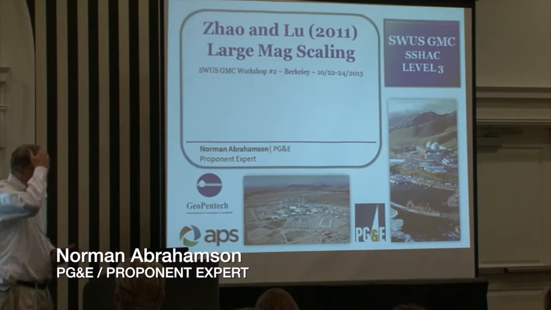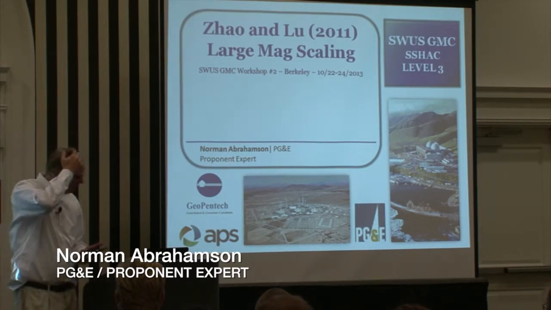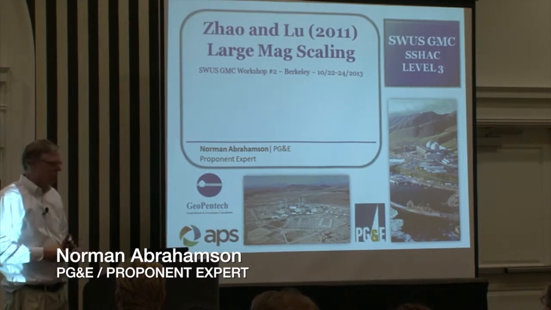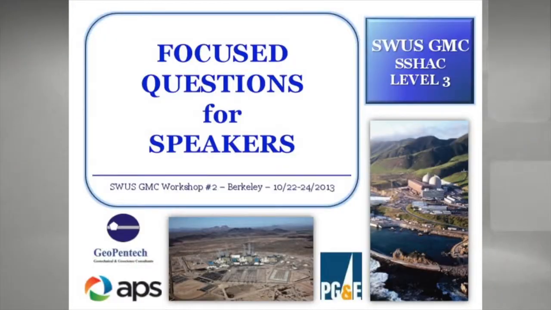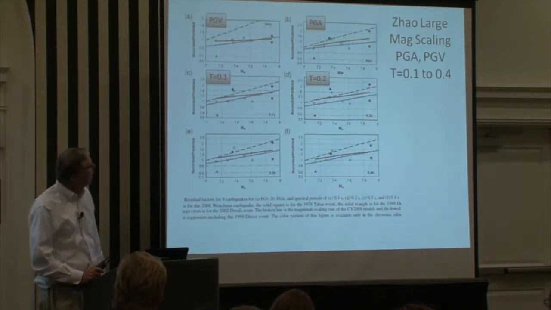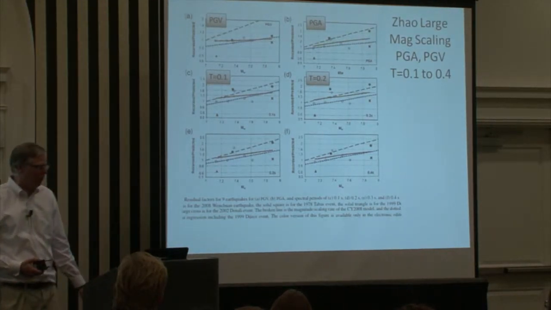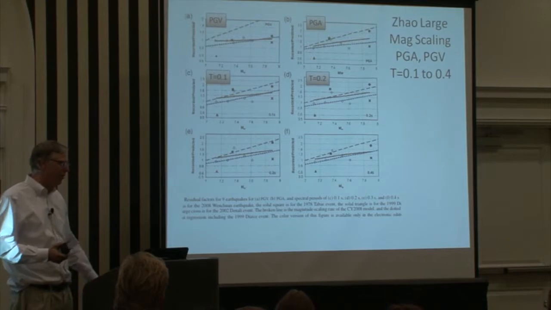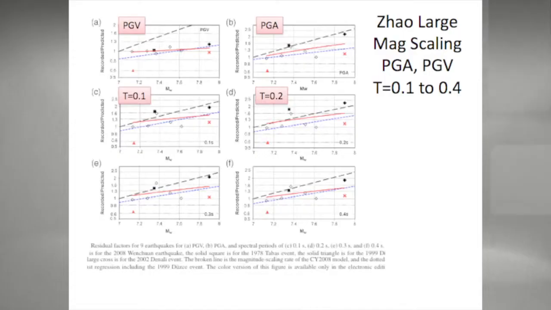So Zhao and Lu have a paper from 2011 where they discuss magnitude scaling for large magnitude events and how it might affect the GMPEs. They don't have a specific GMPE to use, but they have a concept of the model. And what's shown here is covering their idea that above magnitude 7, there is no scaling with magnitude.